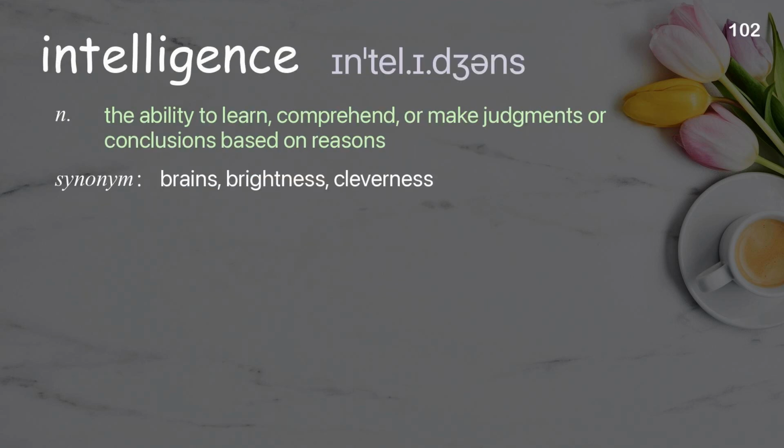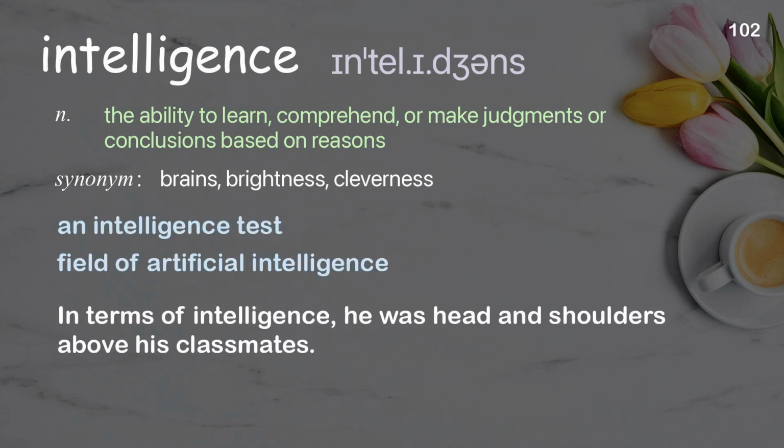Intelligence. The ability to learn, comprehend, or make judgments or conclusions based on reasons. Examples: an intelligence test. Field of artificial intelligence. In terms of intelligence, he was head and shoulders above his classmates.